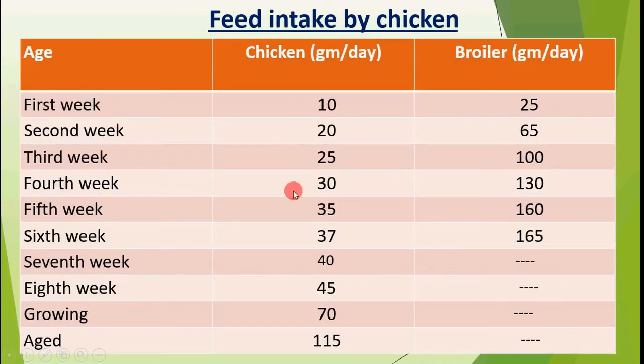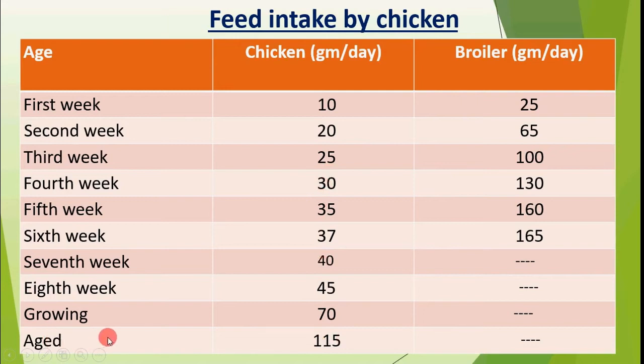If you have a look at this chart, it is all about how many grams of ration they need per day according to the age. First have a look. In the first week they need 10 grams per day for chicken, and for broiler they need 25 grams. Same thing, in the second week they need this type of ingredients. In the fourth week they need 30 grams, and here 130 grams. When the age is increasing, the quantity is increasing as well.